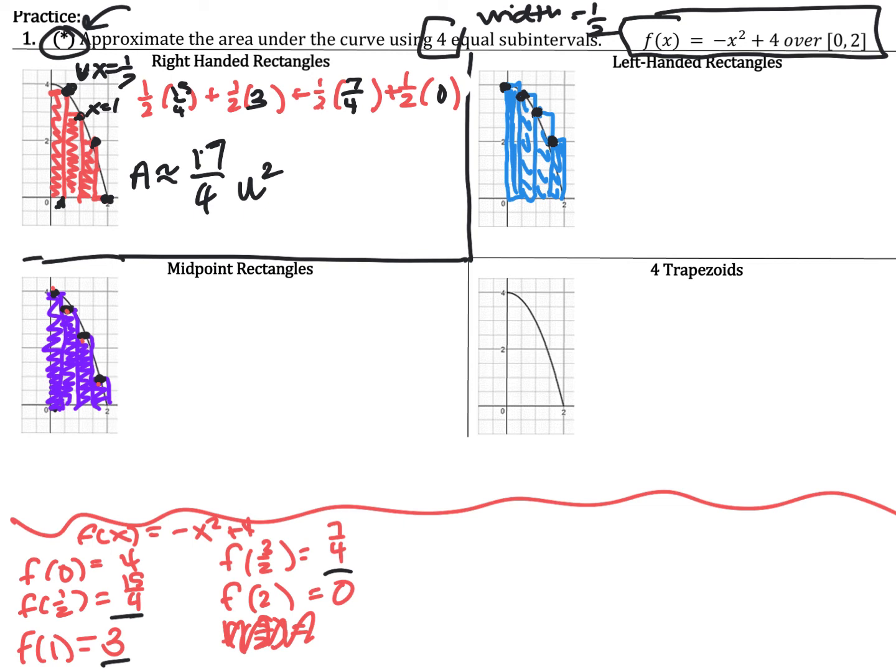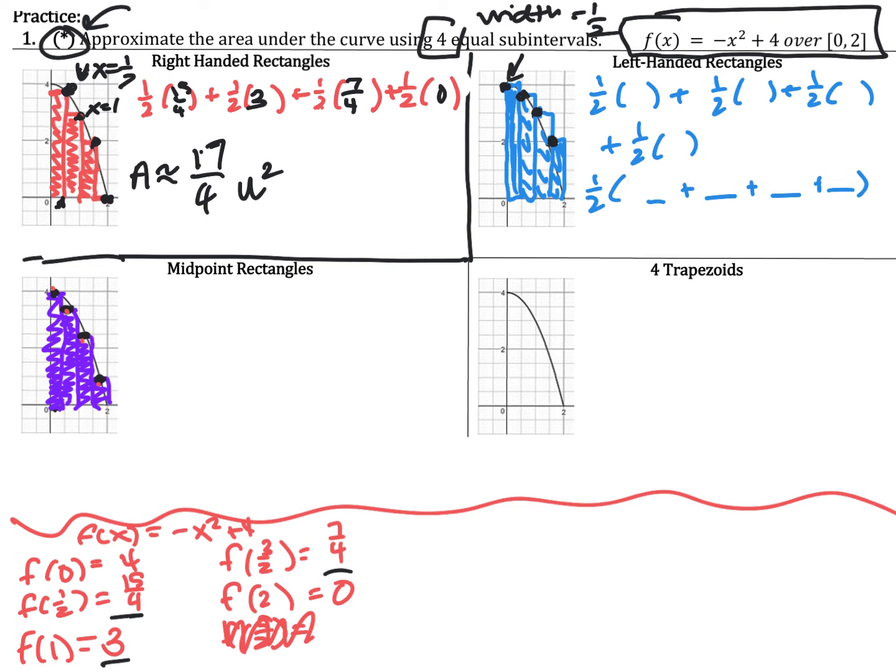Now, if we look at the left-handed rectangles, again, every single rectangle is going to have a width of 1/2, and there are 4 of them. Since they all have a width of 1/2, you could just say 1/2 times, and then add the heights of each of those rectangles together. It's probably a little bit easier. And I want you to see if you can fill in the height for each of those functions, then unpause the video and see how you did.